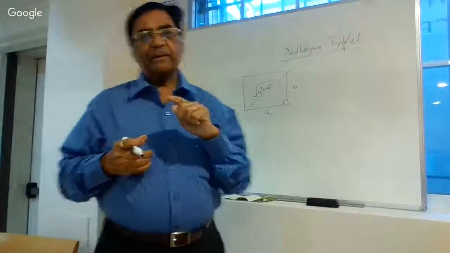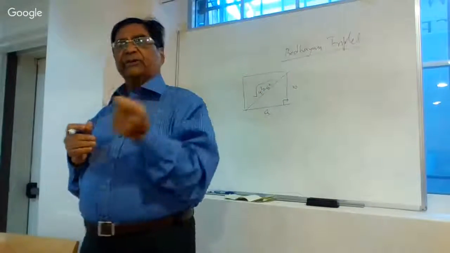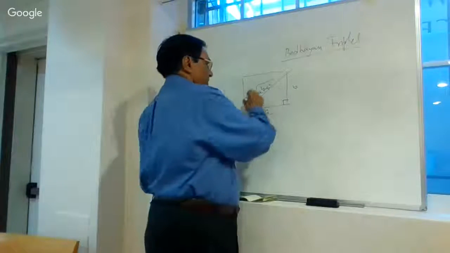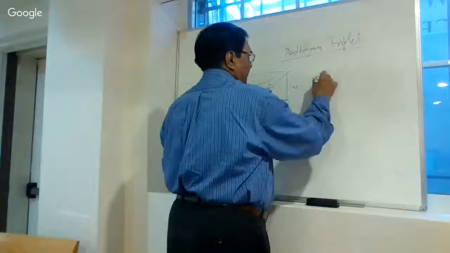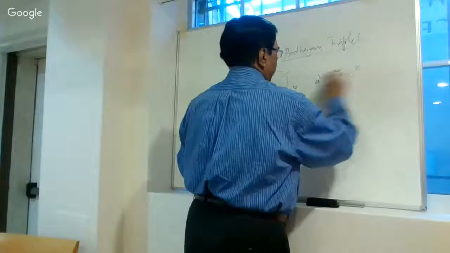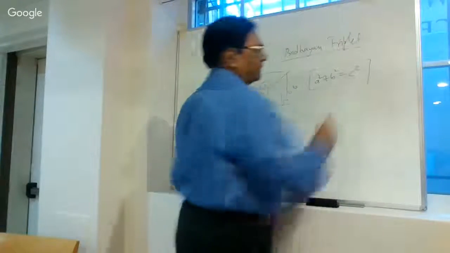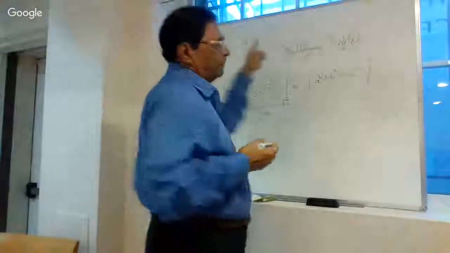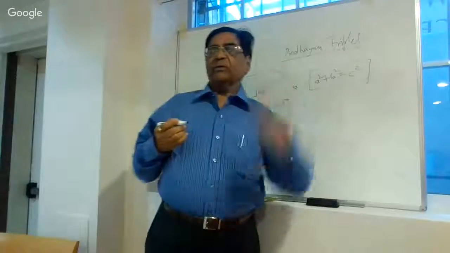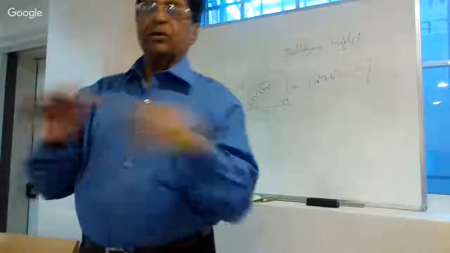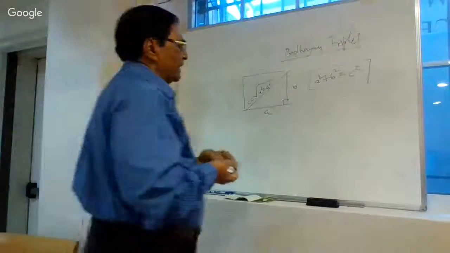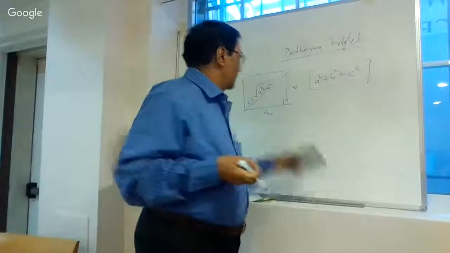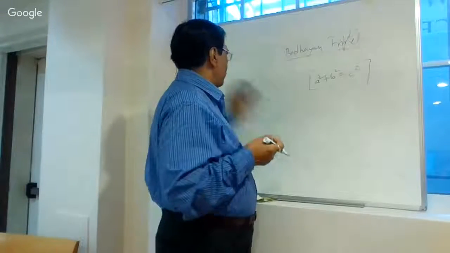I already tried to take you to history: this is known as the Pythagoras theorem. We say A square plus B square is equal to C square. Buddha found out this principle 500 years before Pythagoras, but we shall not go into that at all. We are interested in how this can be used now. Let us see how this Pythagorean triplet can be useful.